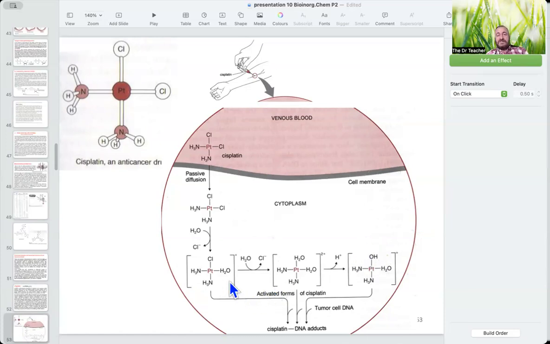So now how many forms we have? We have one chlor, one water. We have two waters, and we have one hydroxy, one water. All these forms, active forms of cisplatin, will attach to the tumor DNA, and then the cisplatin will bind to the DNA adducts and kill the tumor.